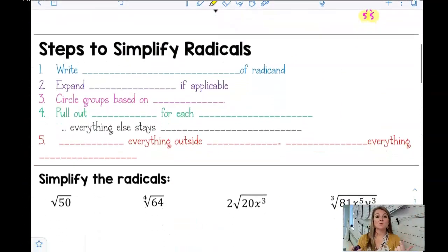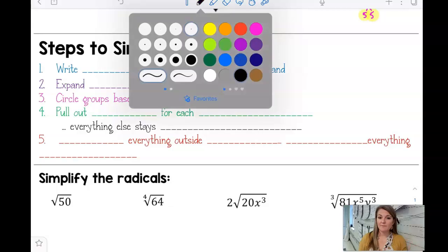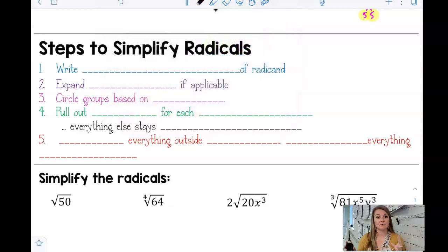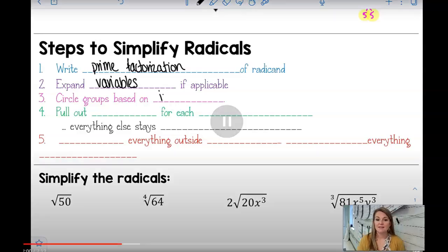So now let's use this knowledge with simplifying radicals. So step 1, you're going to write the prime factorization of the radicand. Remember, radicand is that piece that's underneath. So we're going to prime factorize it, which means we make our trees. Step 2, you're going to expand the variables if applicable. If it is x to the 3rd, you're going to write x, x, x. If it is x to the 7th, you're going to write, it's annoying, yes, 7 x's.